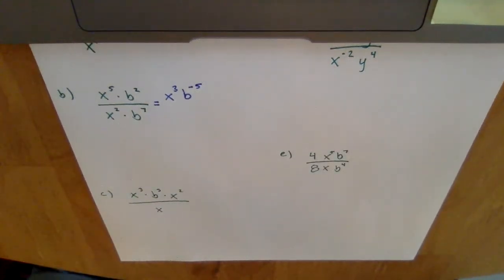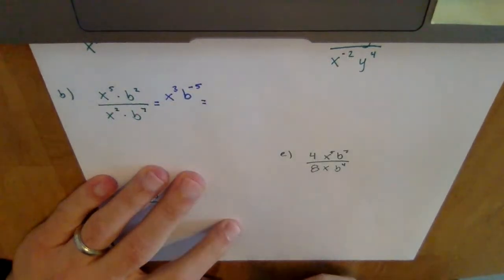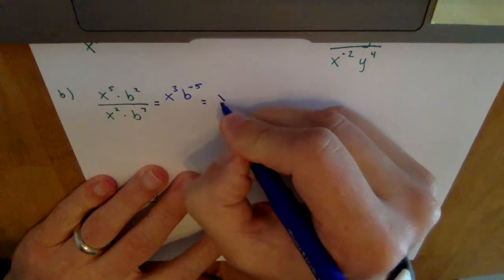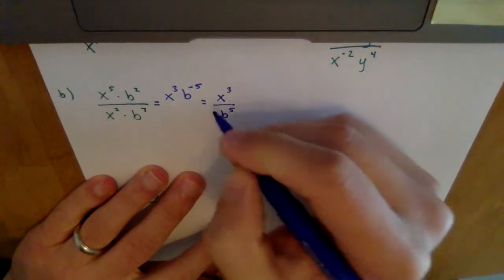Remember, we can't have negative exponents. And so this last step here is that I have to take the term with a negative exponent, in this case, it's b, and move it down below. So it's going to be x to the third over b to the fifth.